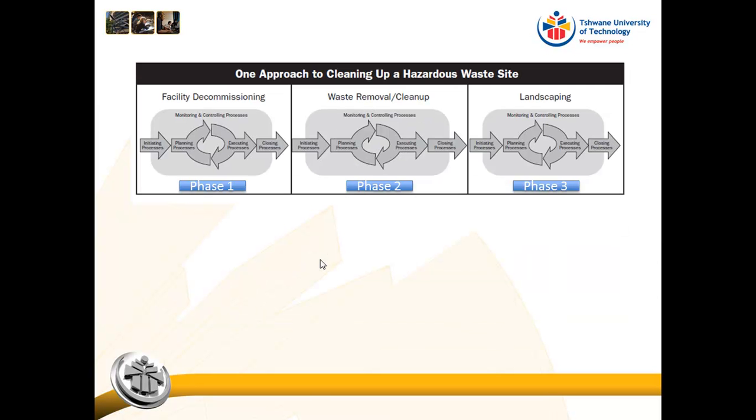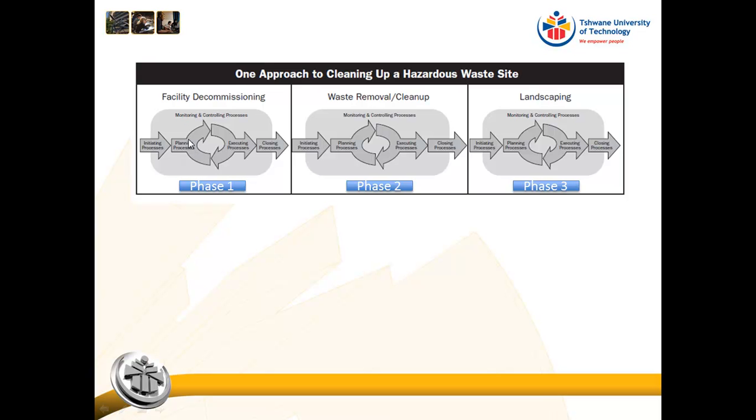Then if we have a project which is a little bit more complex, which is cleaning up a hazardous waste site, you will see that this project we have decided to break down into 3 phases. So facility decommissioning, waste removal and cleanup, and landscaping. And you can see that I've clearly indicated here that we have phase 1, phase 2, and phase 3. So phase 1, facility decommissioning, we will initiate, we will plan how we are going to decommission, what are the things that we need to decommission, what are the activities.